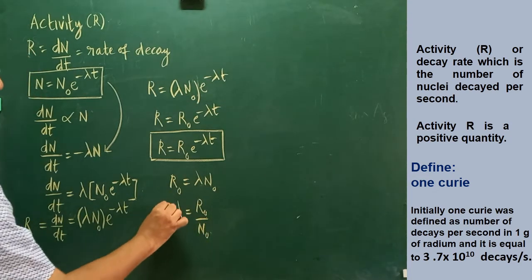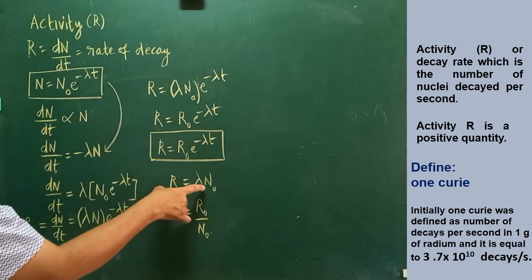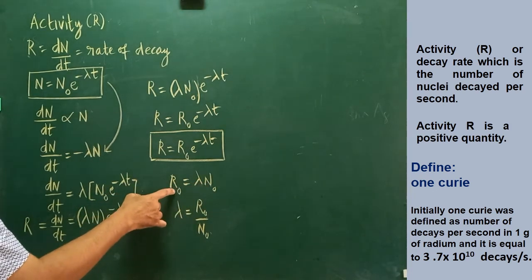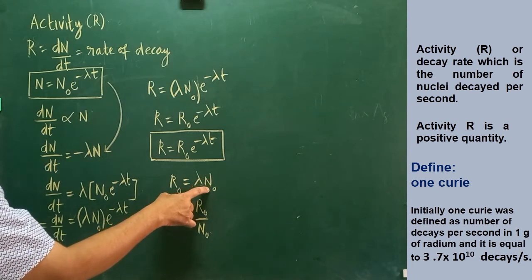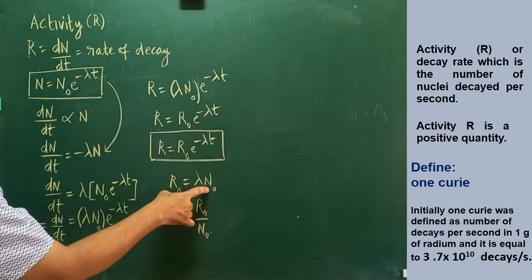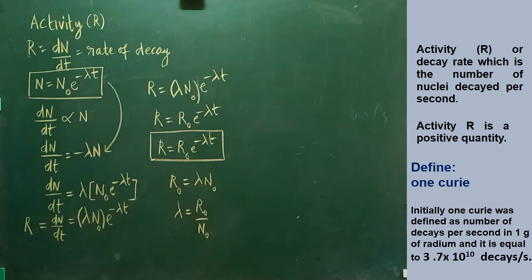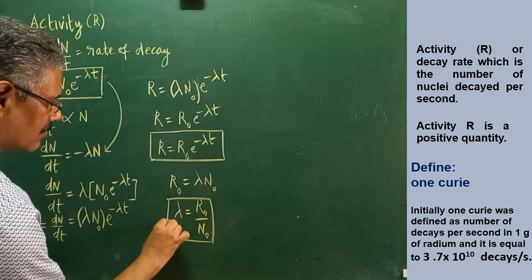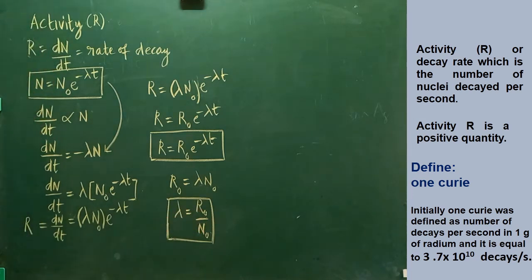This is another expression. This one could be used for any purpose to measure R naught, provided lambda and N naught are both known. The initial activity of the sample can be calculated. By knowing N naught, the number of undecayed atoms initially, when t is equal to 0, and by knowing the disintegration constant, R naught can be calculated. So this is another important expression. The ratio of R naught and N naught gives you lambda. Could you understand this?